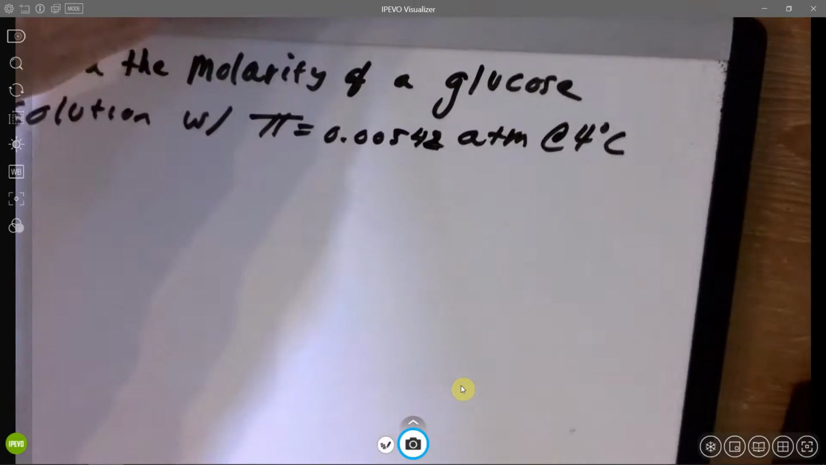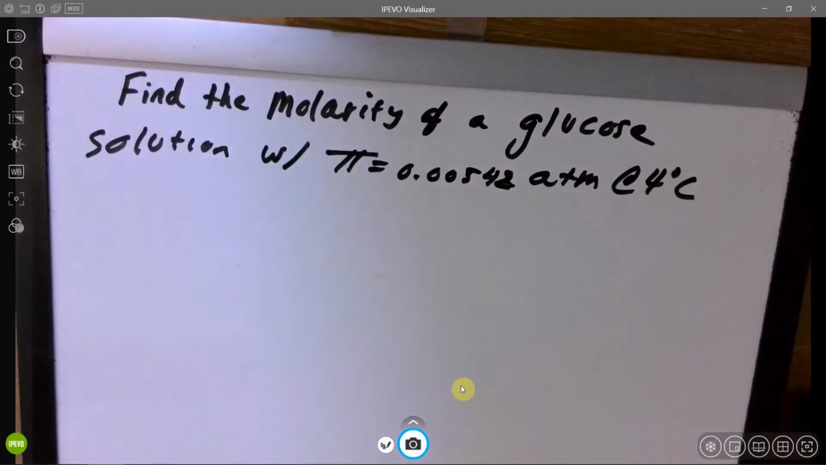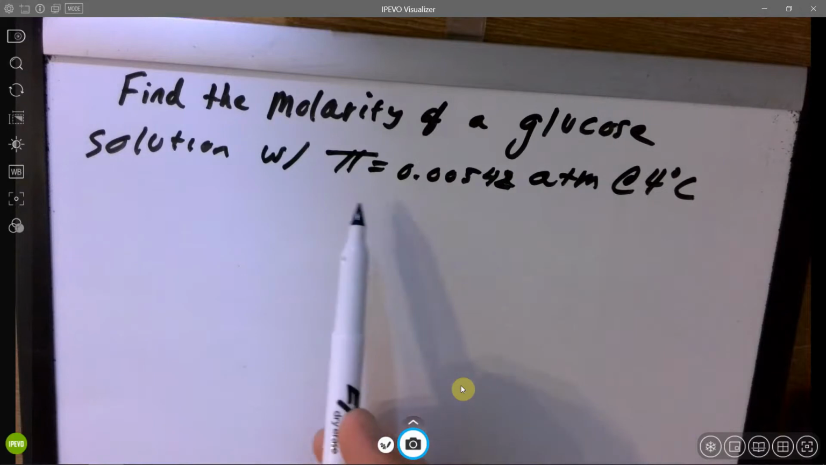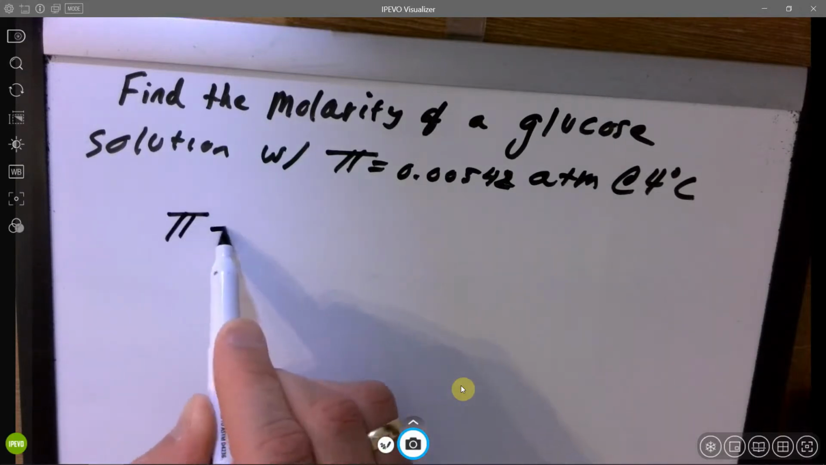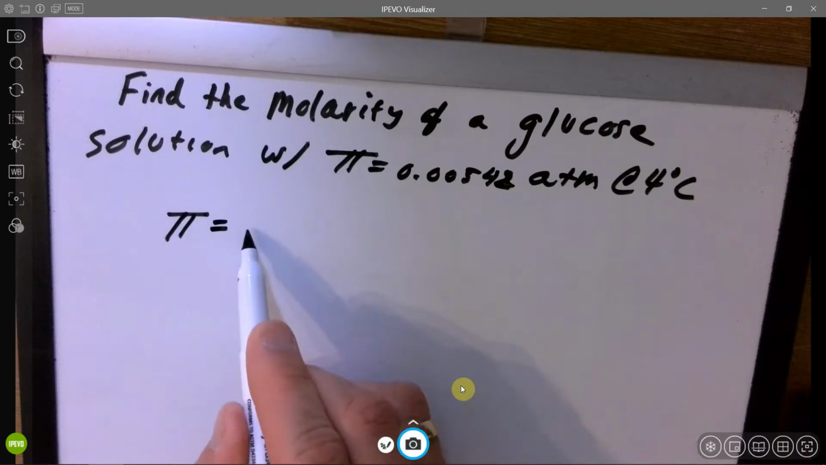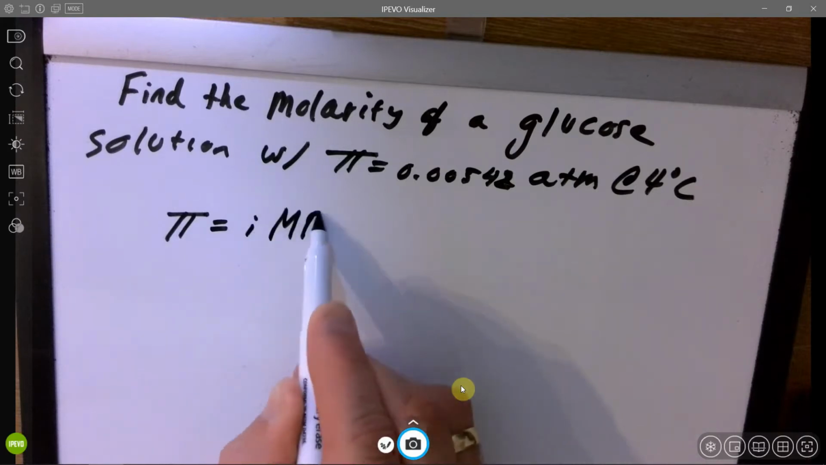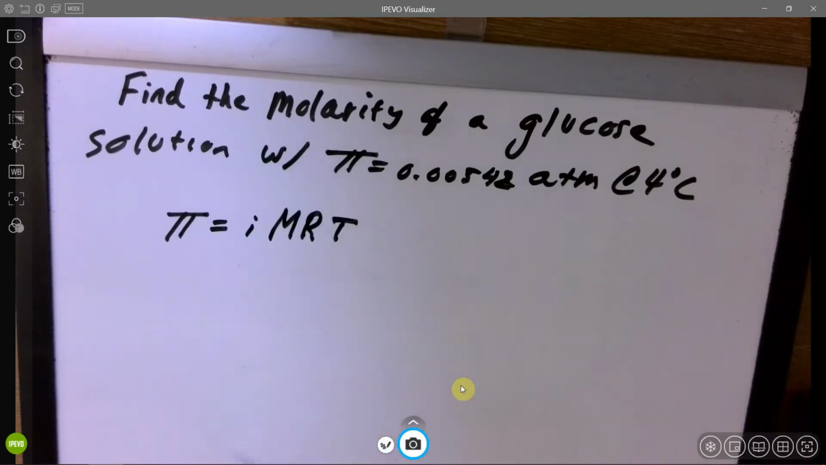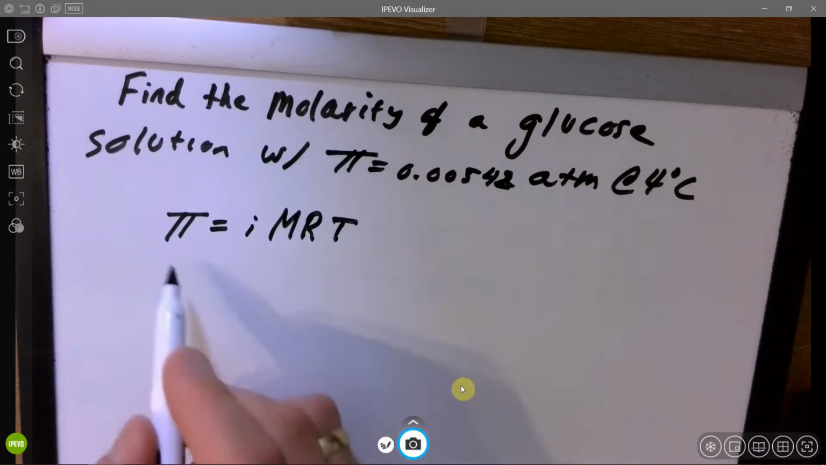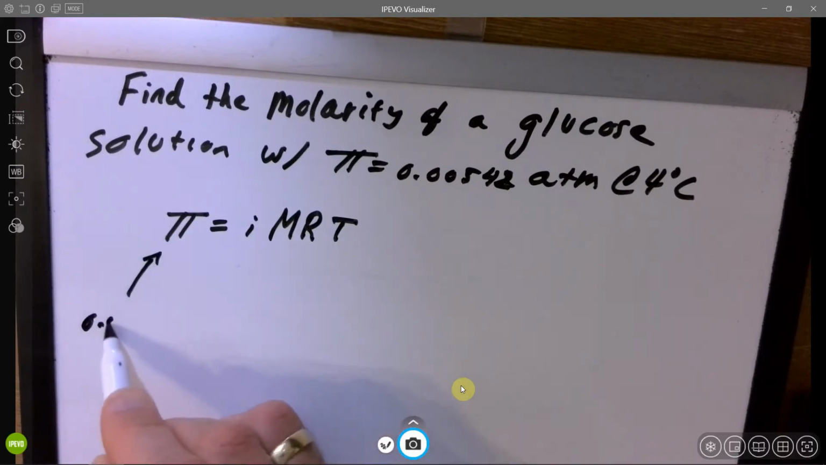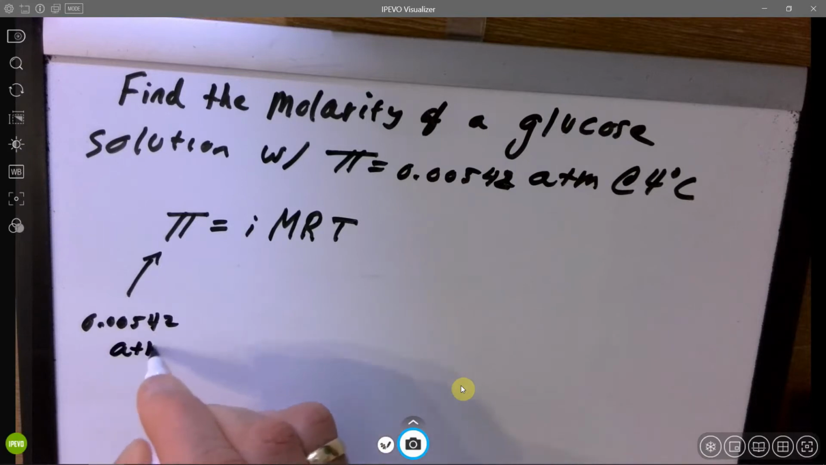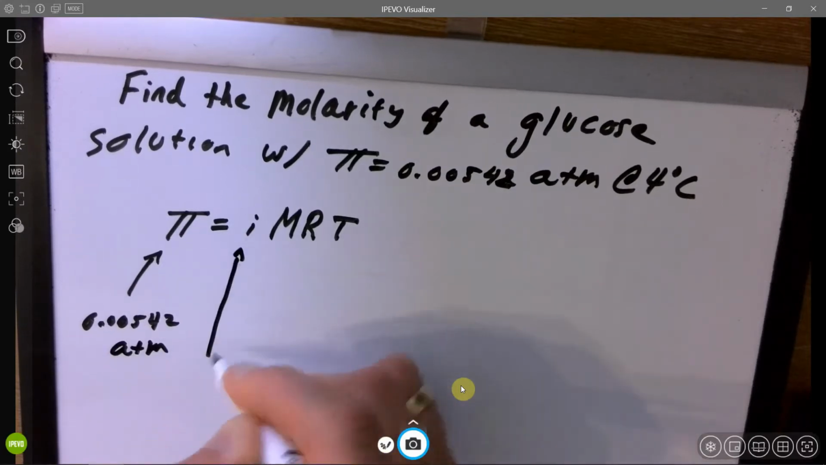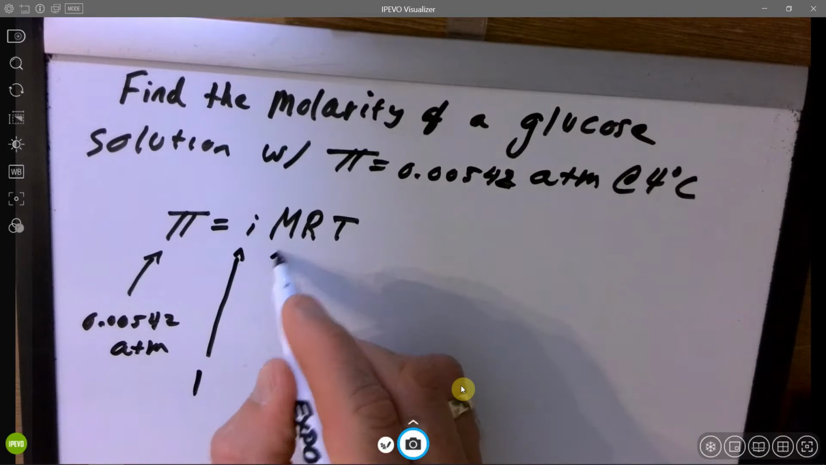Let's say I want to know the molarity of a solution containing glucose having this osmotic pressure, and applying the osmotic pressure formula, which is the Van 't Hoff relation. This is it. Okay. This is given to us as 0.00542 atm. Glucose doesn't dissociate, so i is just 1. The molarity is what I'm looking for.